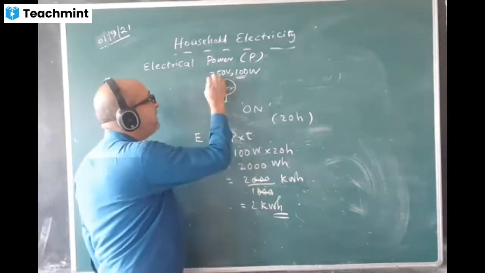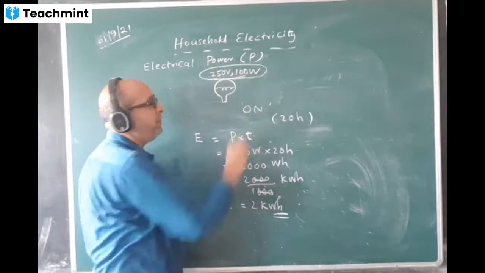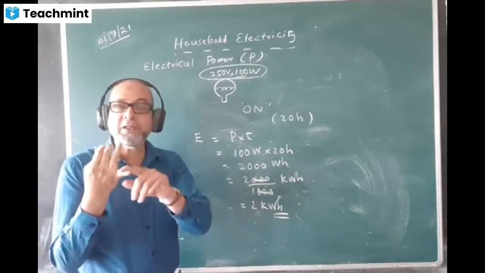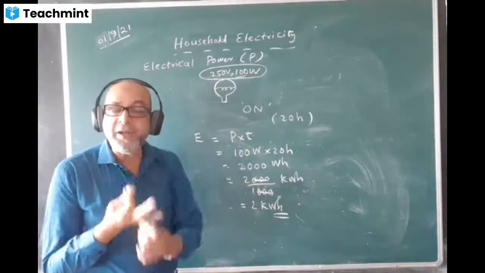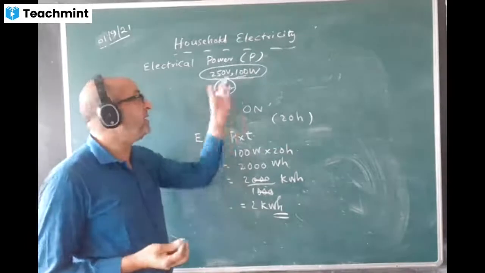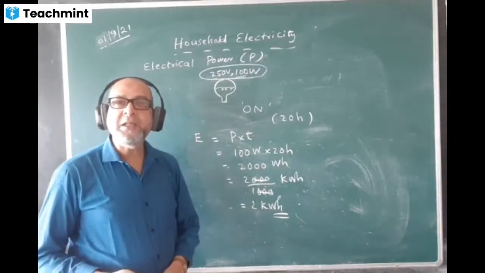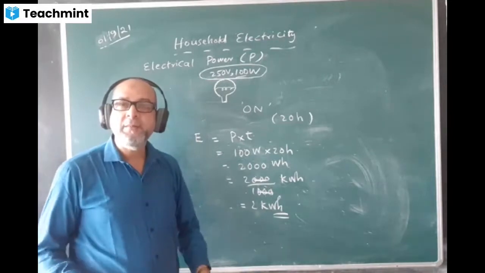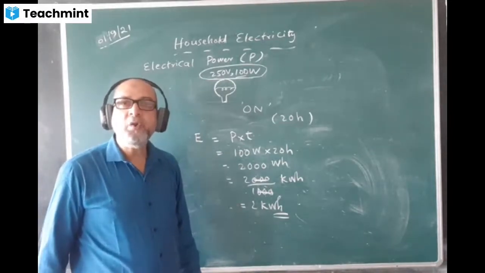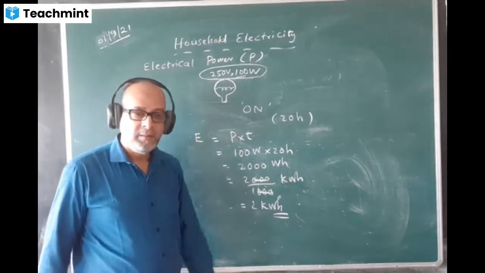These two things are very informative. From here, we can directly find resistance. We can find current, maximum current. We can find the energy consumption by the appliance. We can easily find these three things. Have you understood? Yes, sir. Okay.